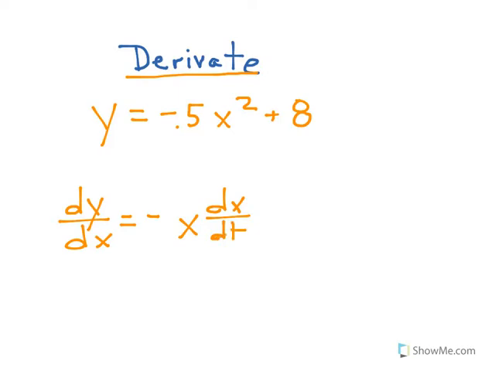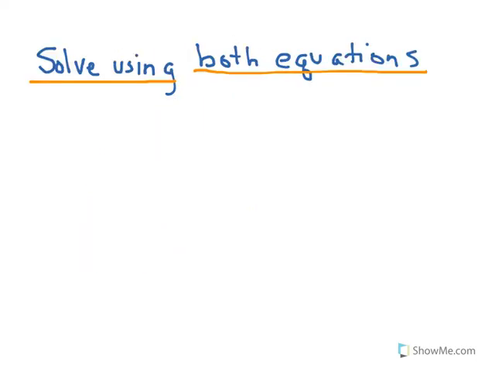And the derivative of x becomes dx/dt. The derivative of 8 goes away. Boom. So this is the relationship. I now have two relationships. I have the original equation, and I have a relationship between the rates. And the last step I'm going to do is I'm going to solve using both equations.